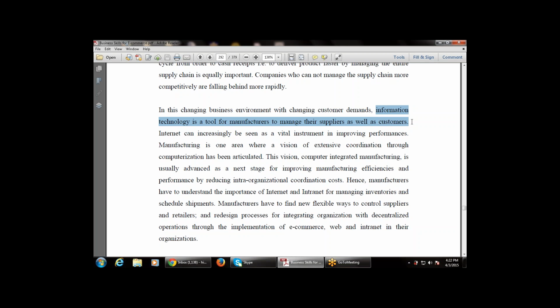This vision, computer integrated manufacturing, is usually advanced as a next stage for improving manufacturing efficiencies and performance by reducing the intra-organizational coordination cost. Hence, manufacturers have to understand the importance of the internet and intranet for managing inventories and scheduling shipments. That is, what is the advantage of using the intranet for managing the inventories, the demand, the supply and scheduling the shipments.